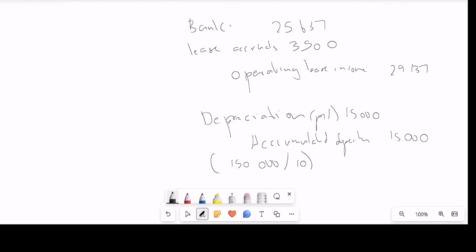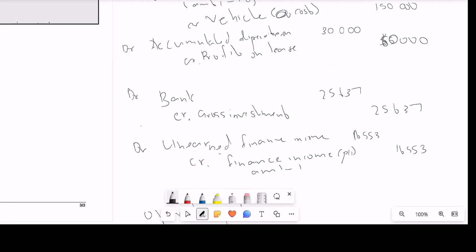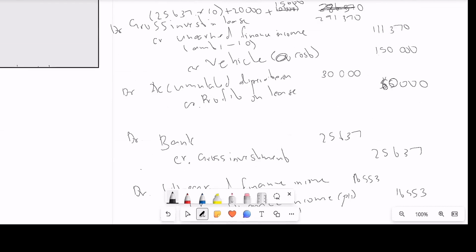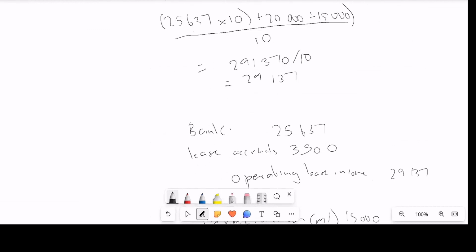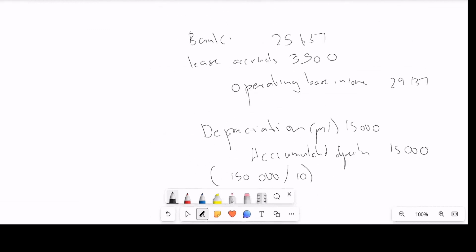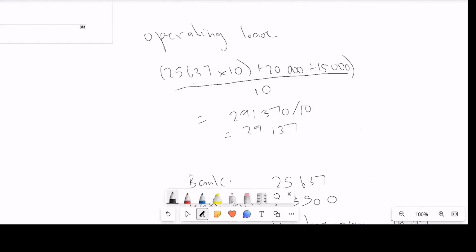So this is how it would look if it was an operating lease. And this one on top is how it would look if it was a finance lease. With an operating lease, you just account for the payments. There would be no interest and stuff like that. And then you'd also account for the depreciation on your asset, since it's still in your books. The lessee is just using it, but it's still fully in your books.